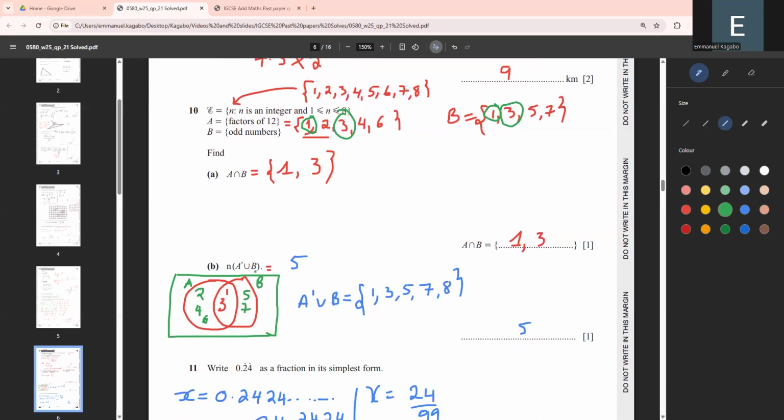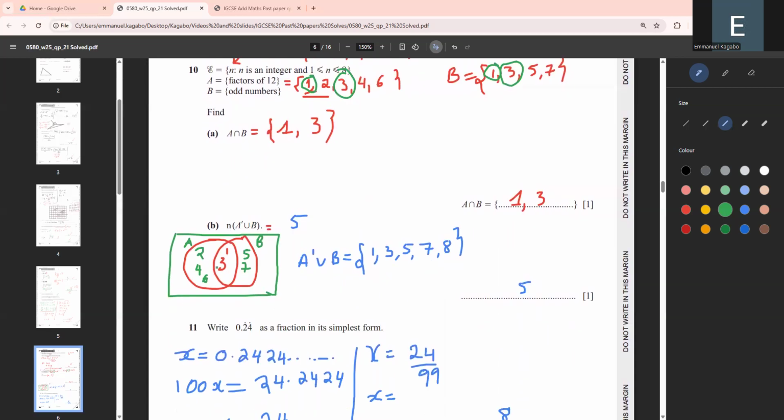Okay, now they said, find, I hope you know what this means, guys. This means complement. They said find the number of A complement union B. So in other words, how many elements are in A complement union B? I decided to use a Venn diagram so that you can easily visualize that. The ones I found in the intersection are 1, 3. Those in A only are 2, 4, 6. Those in B only are 5 and 7. So which elements are outside?